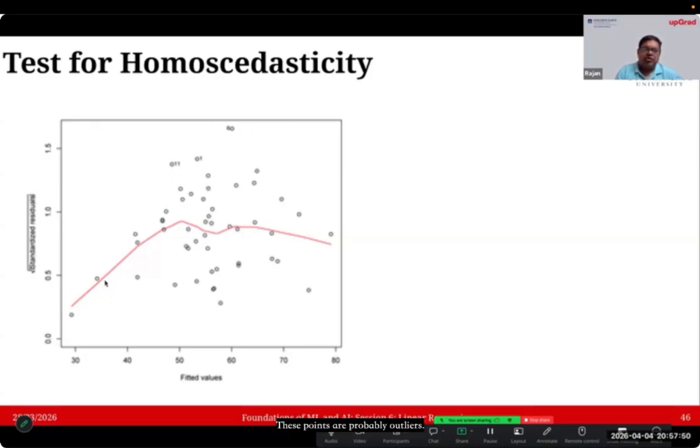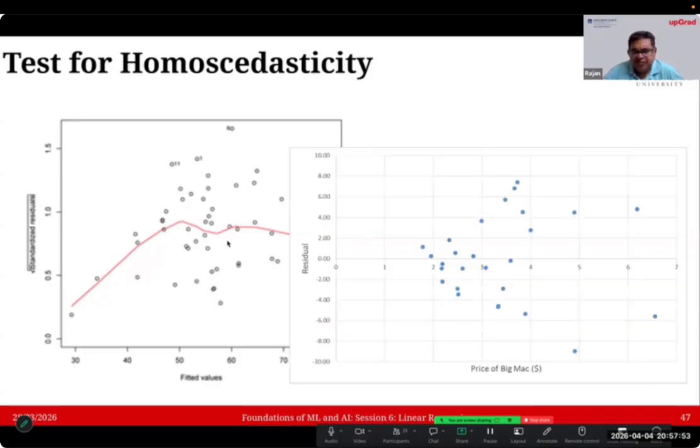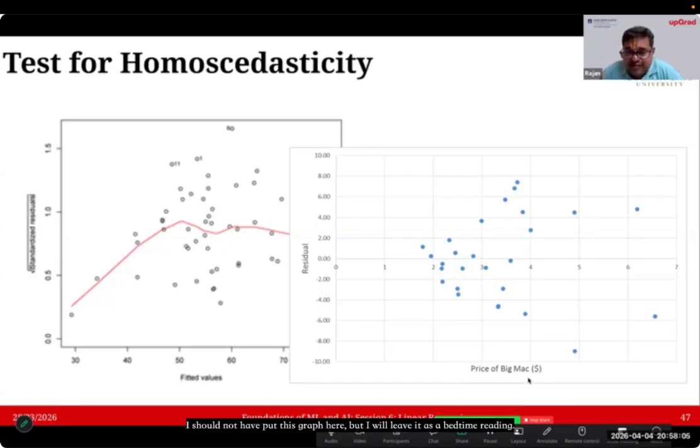These points are outliers, so maybe that's the case. Here is another example where homoscedasticity fails. The Price of Big Mac graph is drawn with the data. I shouldn't have put this graph here, but I will leave it as is.